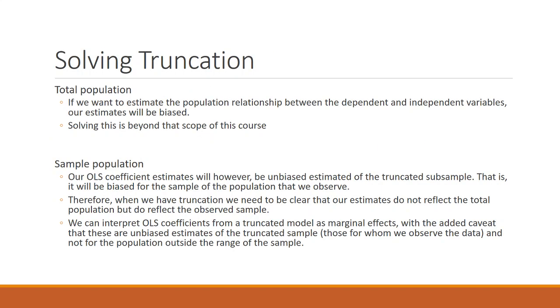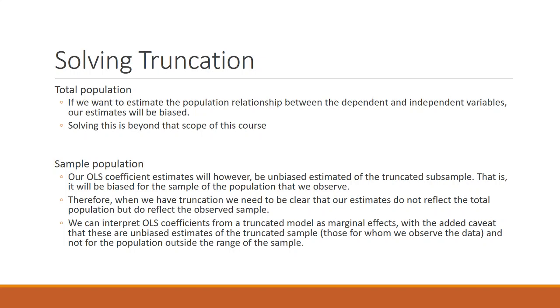All right, so then what do we do if we have truncation? Well, the issue, like I mentioned, is that if we have truncation, then our estimate of the population regression, the population relationship between the independent variables, will be biased. Solving this is going to be beyond the scope of this course. However, there is something we can say.